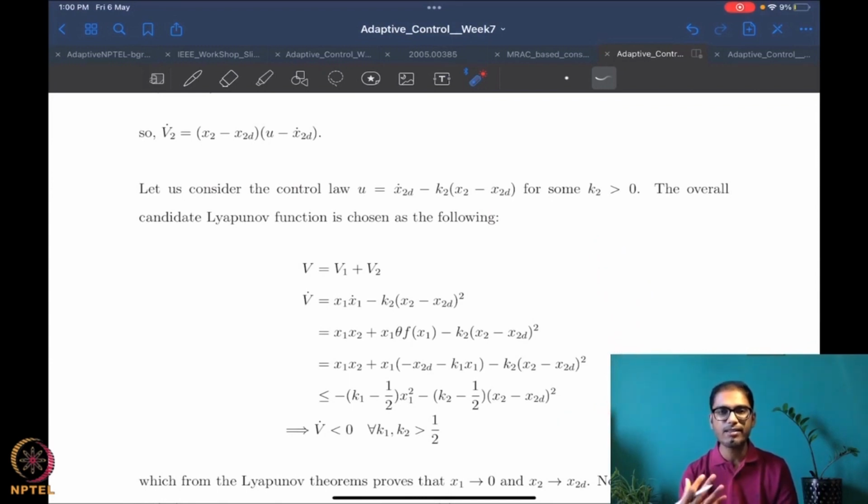So the Lyapunov analysis essentially looks very similar to what we've been doing until now for backstepping. Great. So the Lyapunov analysis is where we will continue from in the subsequent session.